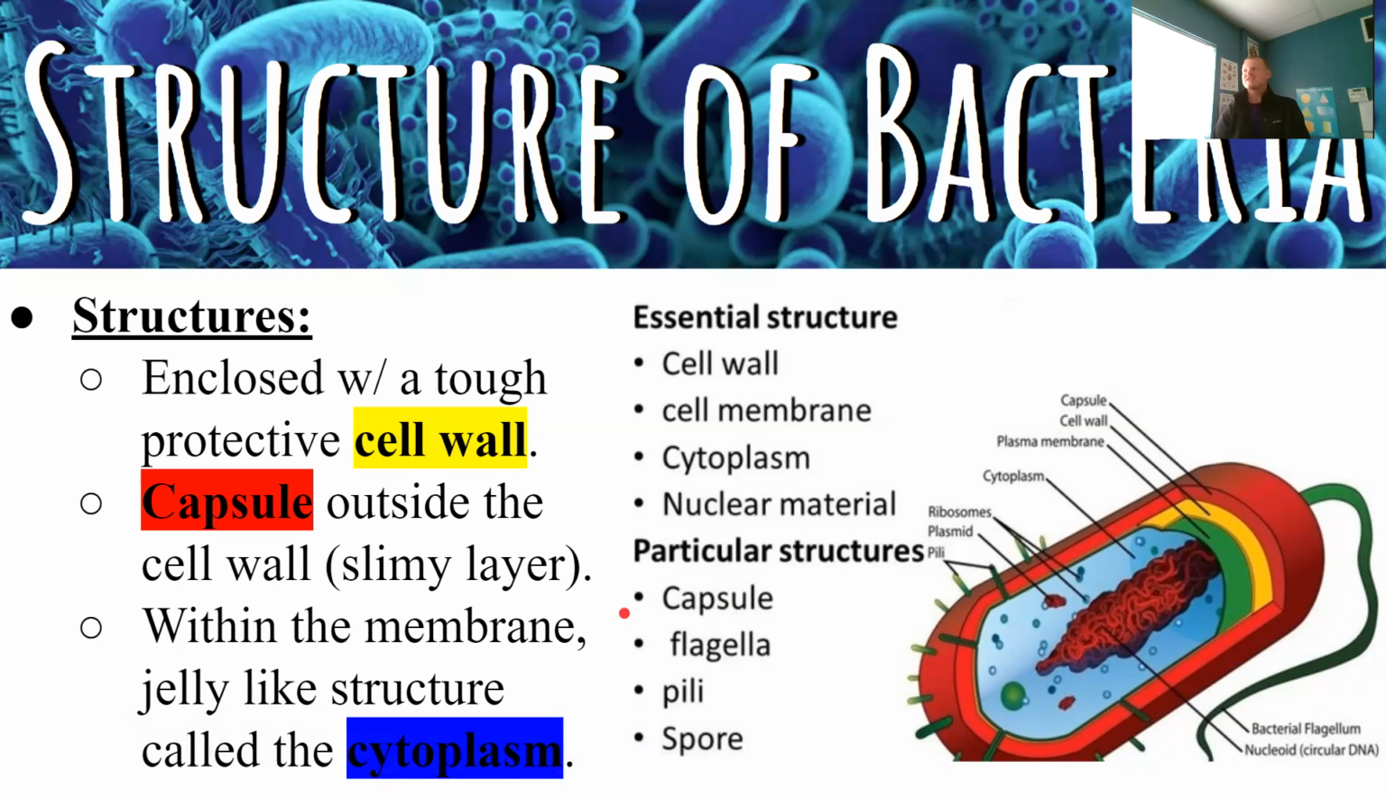And then the last one that I want you to know about is the cytoplasm. So that is the area that's within the membrane, and it's a jelly-like structure. So all this area in here, all this blue area that is around the DNA in here, that is the cytoplasm. So that's all the empty space inside of your bacteria.